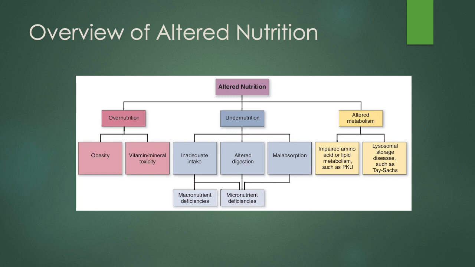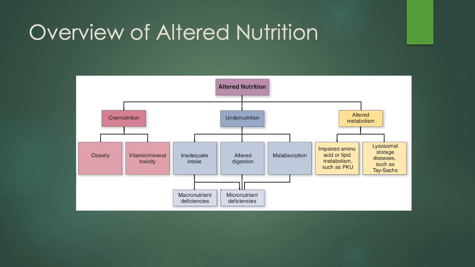When we have undernutrition, we can have that under three subcategories, which is inadequate intake. So if you don't take in enough nutrients, of course, that would be undernutrition. You have altered digestion, where you're taking in what you need, but it's not processing correctly. Or you can have where you're intaking what you need and it digests, but there's no absorption to where it needs to go. Ultimately, these categories result in either macronutrient deficiencies, and those macronutrients do include those carbohydrates, those lipids, and those proteins, or micronutrient deficiencies, which includes those vitamins and minerals.